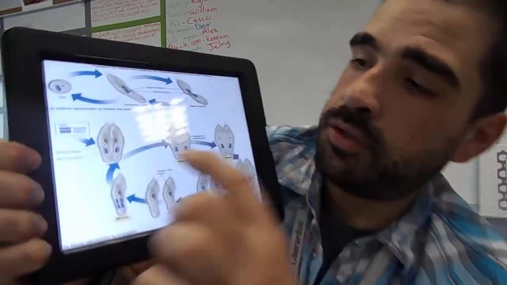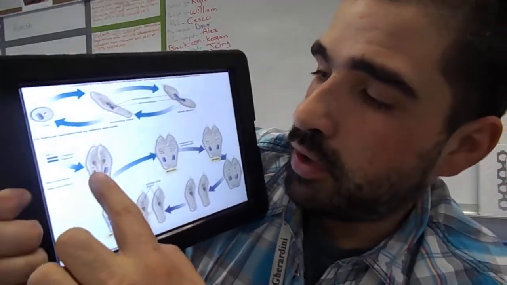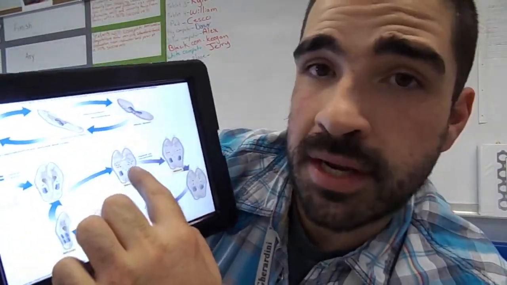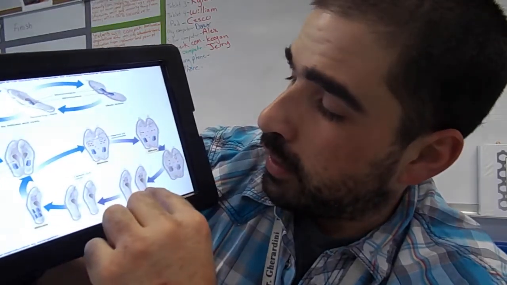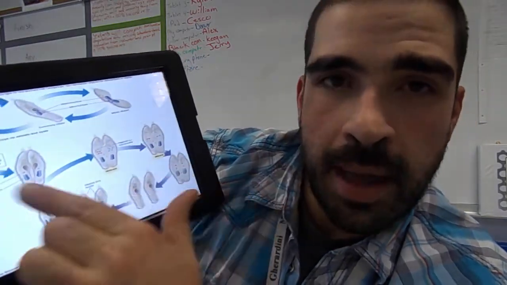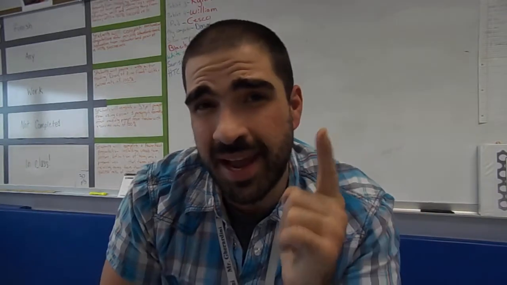The second, they have sexual reproduction, meaning that two individual protists get together and swap DNA, and then they divide. And then it happens all over again. So there's asexual and sexual reproduction for protists. And that's it. Protist.